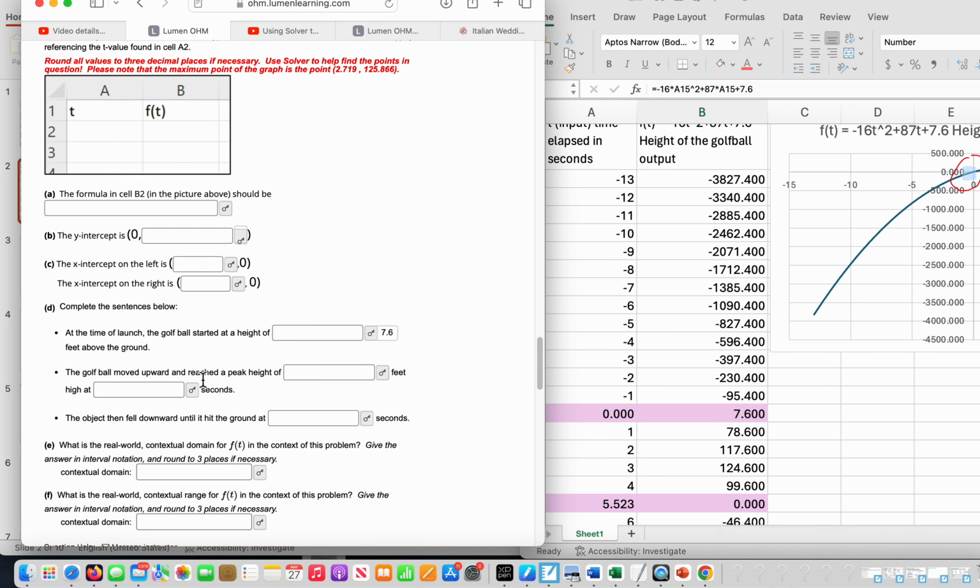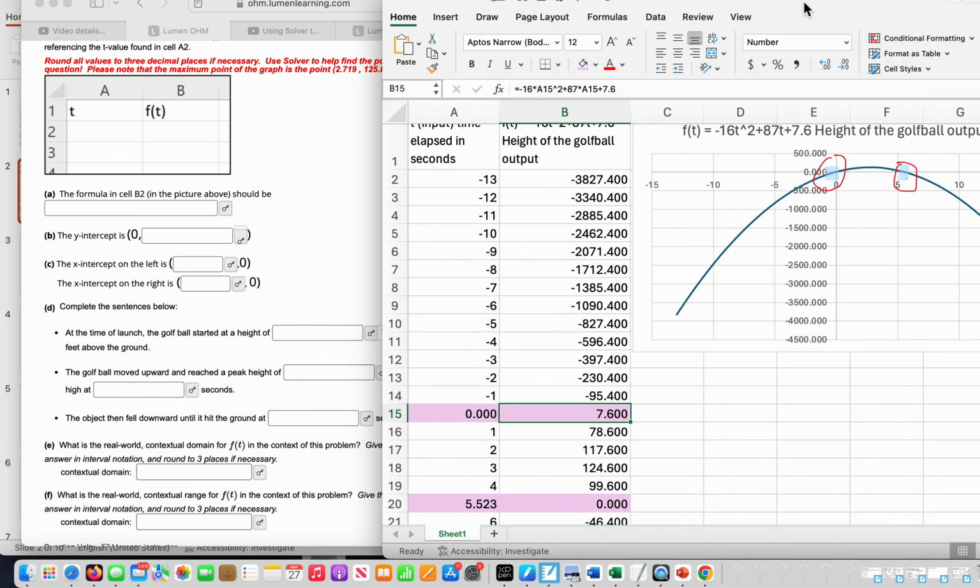And then it says the golf ball moved upward and reached a peak of how many feet after how many seconds? Well, let's look at the graph here. The ball is going up, up, up. Let's look at our table here. Okay, so time 0, I'm at 7.6 feet. The golf ball is traveling up. At 1 second, it's 78.6 feet. At 2 seconds, it's 117 feet. At 3 seconds, it's 124 feet. At 4, it's starting to drop. So somewhere around here, it hits a high.